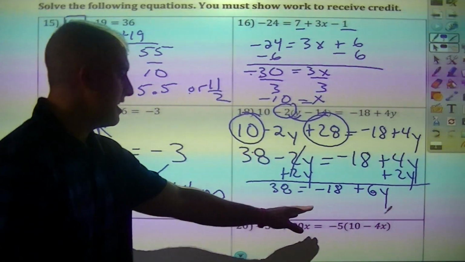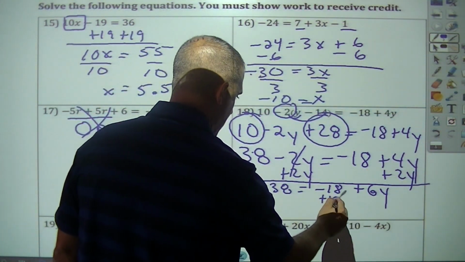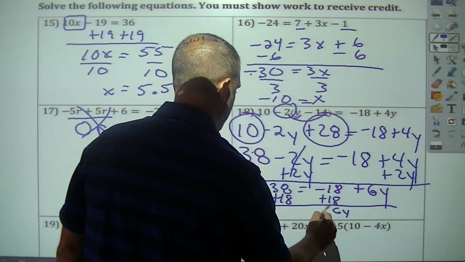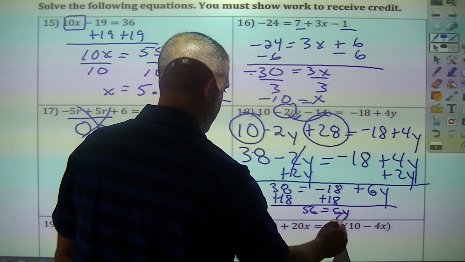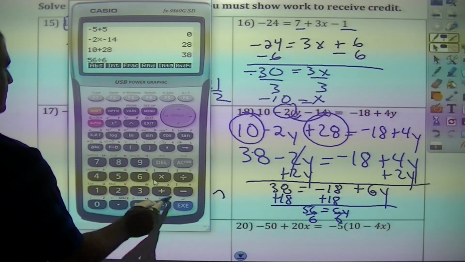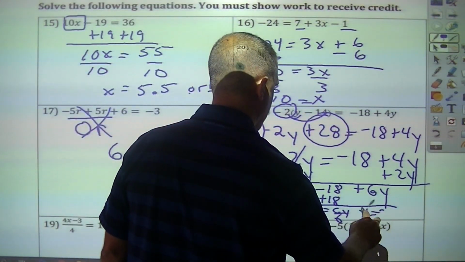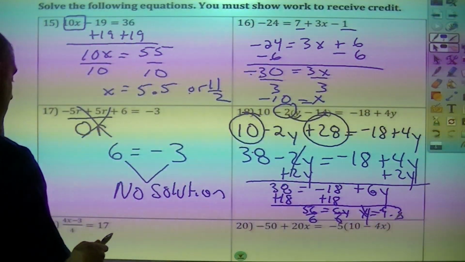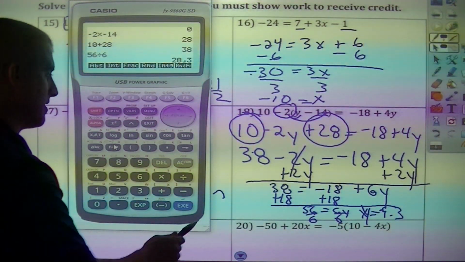Now, I need to get the y by itself, so I got to get rid of this. The way I'm going to get rid of this is add 18 to both sides. So I got 6y equals, I believe that's going to be 56, and I'm going to divide that by 6. 56 divided by 6 is 9.3 repeating. If you want to see what that would be as a fraction, it would be 28 over 3.